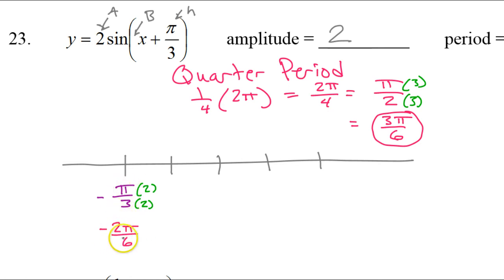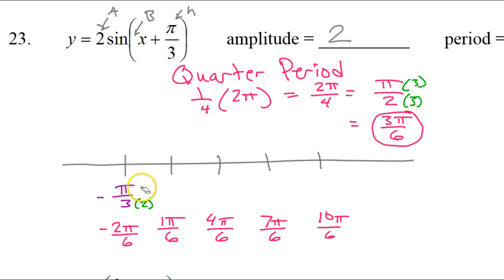So that's a new way of thinking of my phase shift. So I'm going to take this phase shift as the starting point, and then I'm going to add 1/4 period. I'm going to add 3 pi over 6 over and over again. So negative 2 plus 3 is 1. So this would be 1 pi over 6. If I add 3 again, that would be 4 pi over 6. Add 3 again, that would be 7 pi over 6. Add 3 again, and that would be 10 pi over 6.